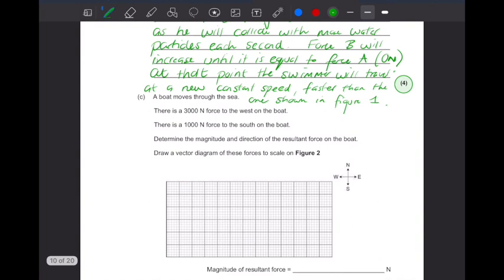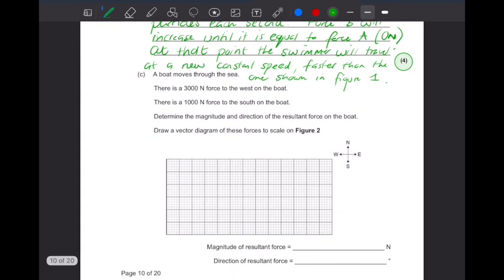Okay, part C. Now, part C is one that's going to require us to draw a resultant force diagram. Now, in order to draw a resultant force diagram, you're going to need a few things. You're going to need a ruler, you're going to need a pencil, and you're not going to need an iPad.